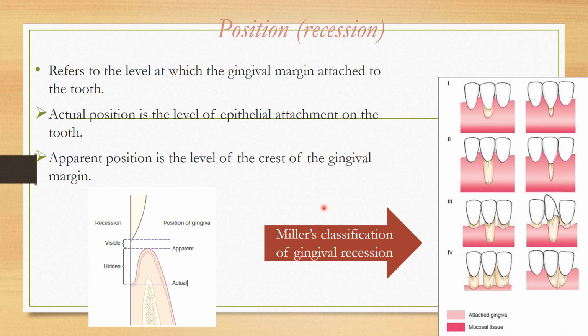recession type 1, 2, and 3. So this recession can be classified as visible, hidden, apparent, and actual. Visible is the area that we are seeing, and hidden is the area under the gingiva. Actual position is from the level of epithelial attachment to the tooth, and apparent is the level of the crest of the gingival margin. So that is what we have seen, that is apparent. Actual will be from here to here. This is actual, and apparent will be only till the crest of the gingival margin.